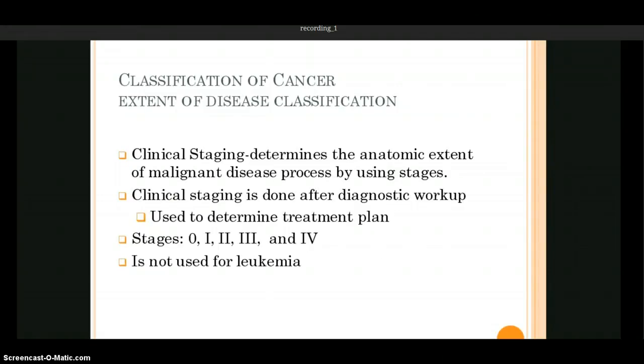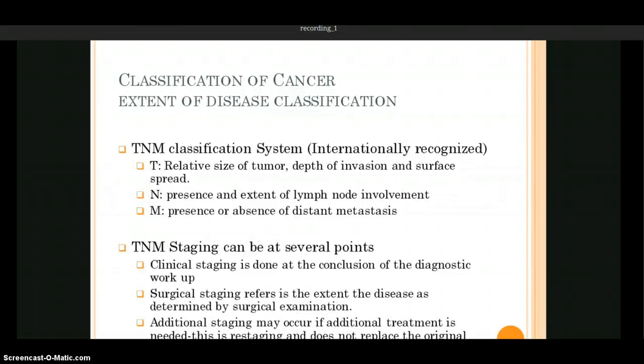So I want you to use your book, and I want you to look at those examples. I do ask you test questions about the stages, okay? So just understand that that's something that you do need to know. I also ask you about the TNM scale. This is an internationally recognized scale that's utilized. I give you some information on the slide, but I'm going to go ahead and tell you a little bit more.